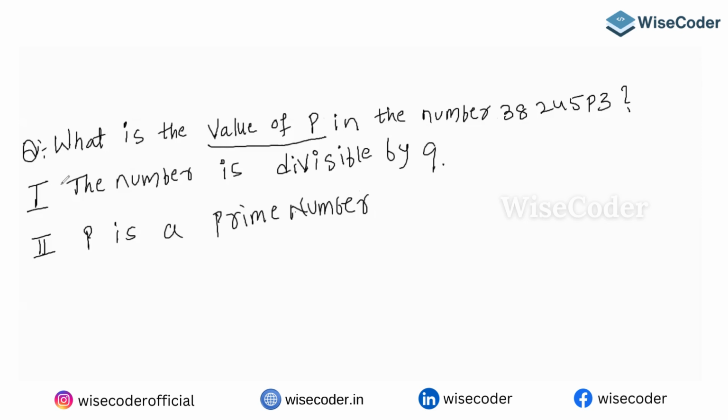Okay, from statement 1, the number is divisible by 9. What is the 9 divisibility rule? If the sum of the digits is divisible by 9, then the whole number is divisible by 9. Let me add these: 3 plus 8 plus 2 plus 4 plus 5 plus p plus 3.